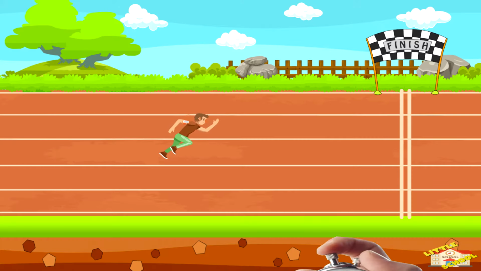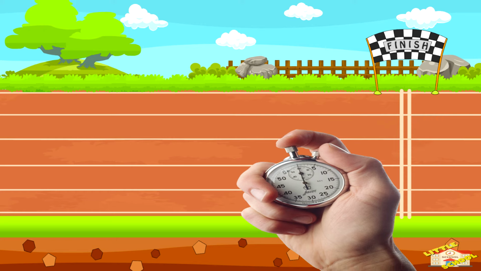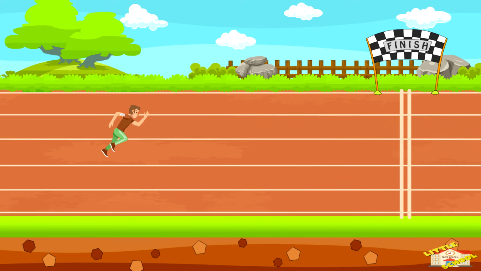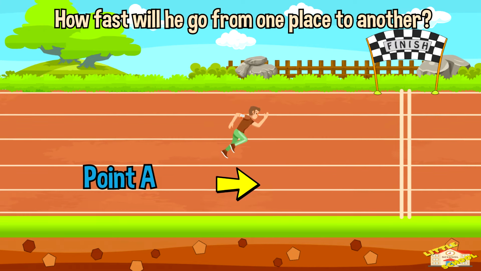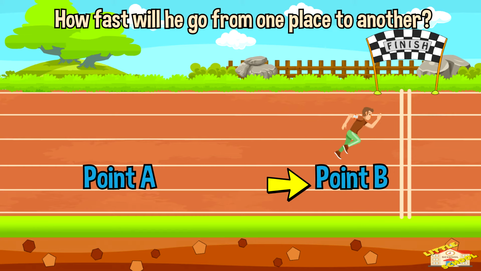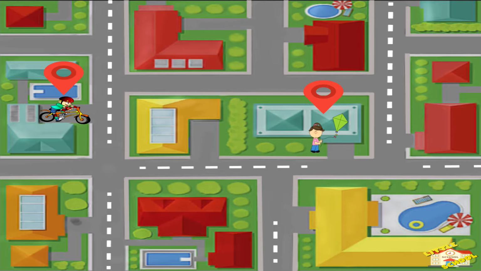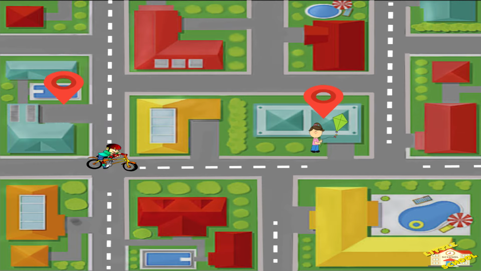Speed is all about how fast something is moving. It's like a measure of how quickly an object gets from one place to another. If you ride your bike from your house to a friend's house down the street, you're covering a certain distance. Now, if you do it really fast, you're moving at a high speed. If you take your time and go slower, you're moving at a lower speed.